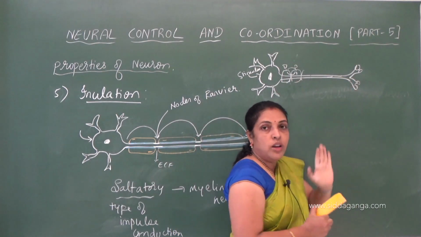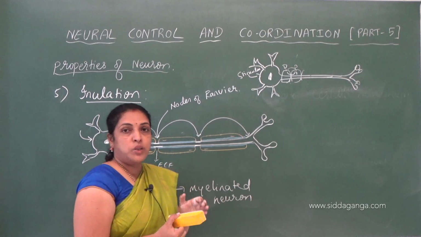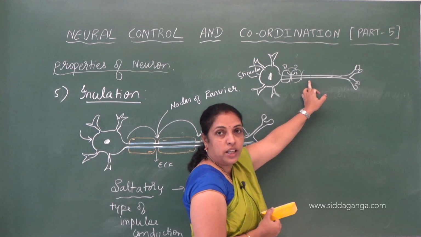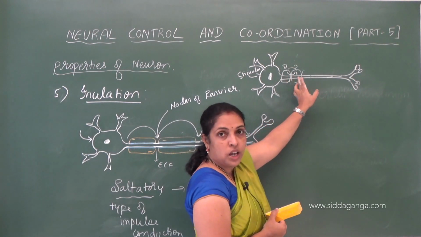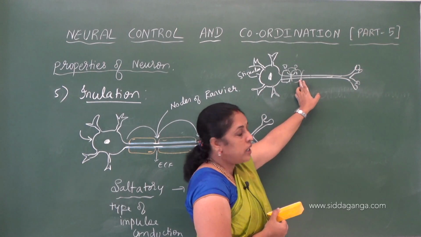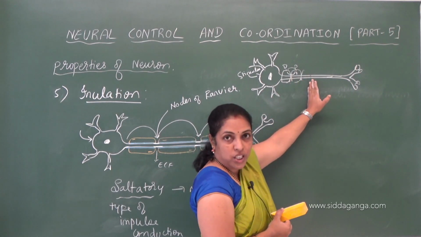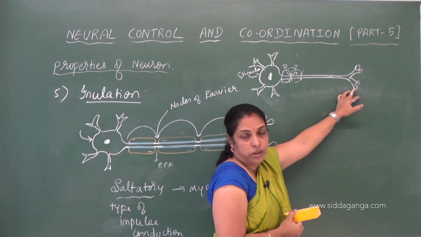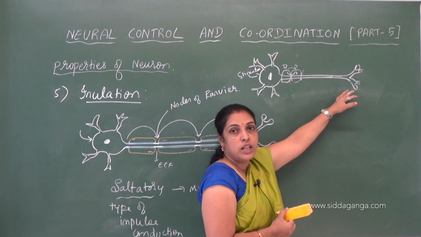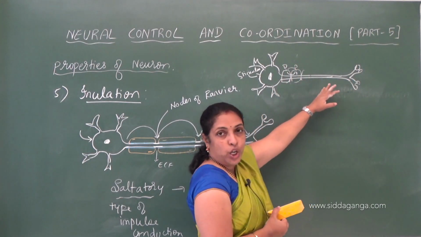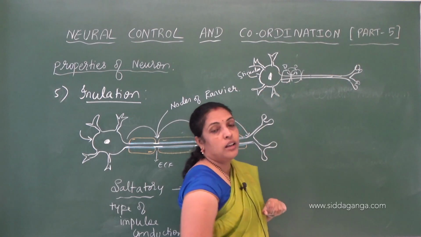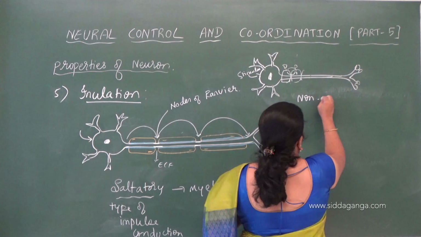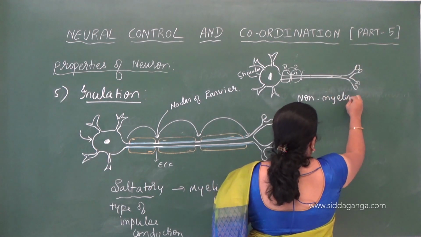Throughout the axon, as I discussed in the previous class, the impulse shifts from this area to this area, this area to this area. When this area becomes depolarized, the adjacent area will be in a polarized state. Then stimulus will shift to B region. Then from B to C, C to D, like that it has to reach the nerve terminals, that is the axon terminals. So there is delay in conduction of impulse in non-myelinated neurons.